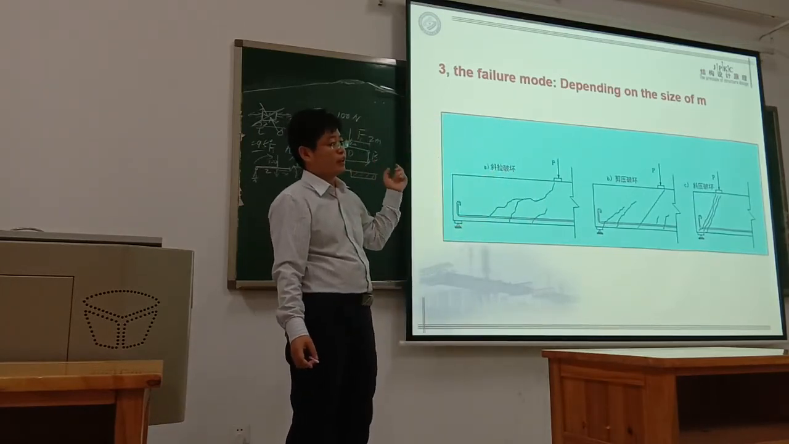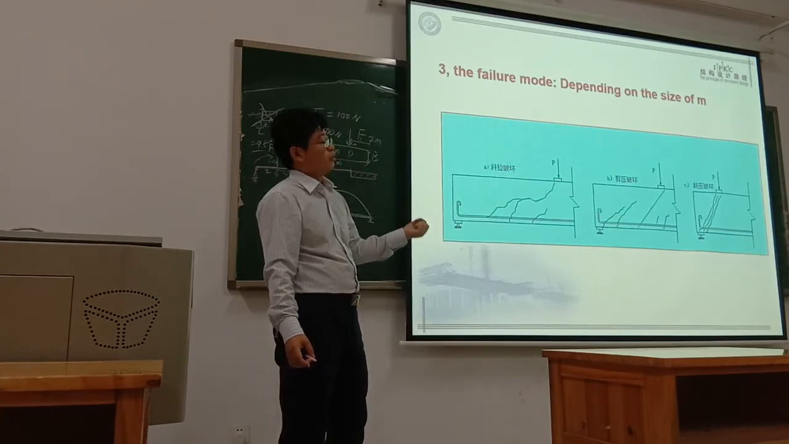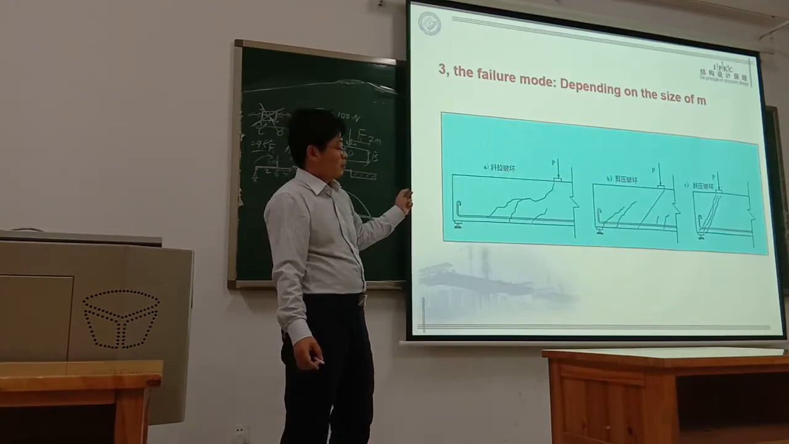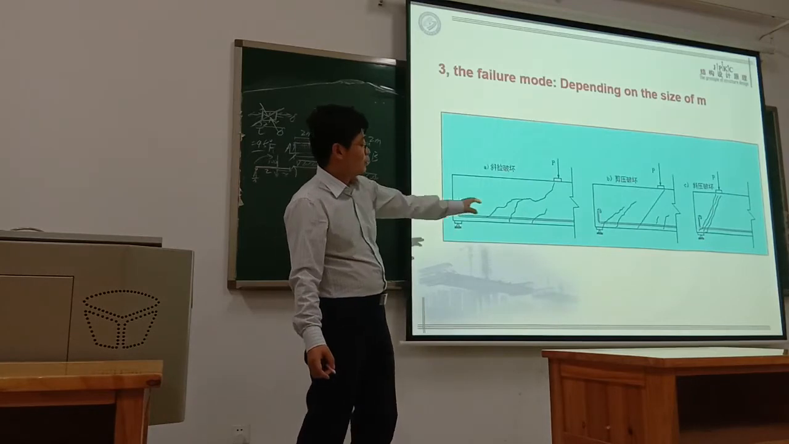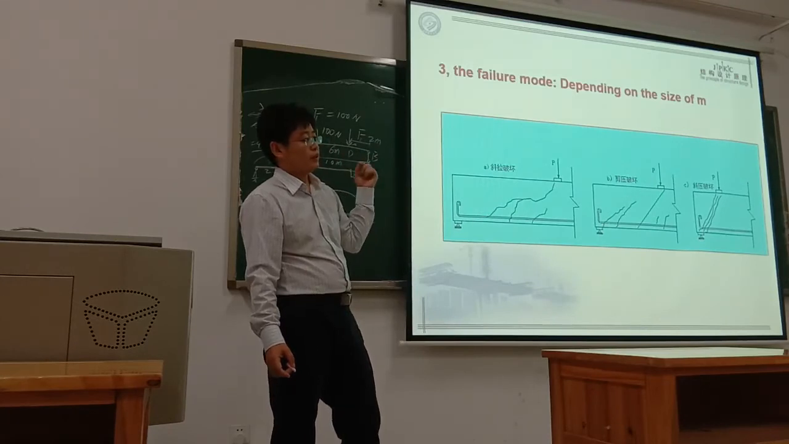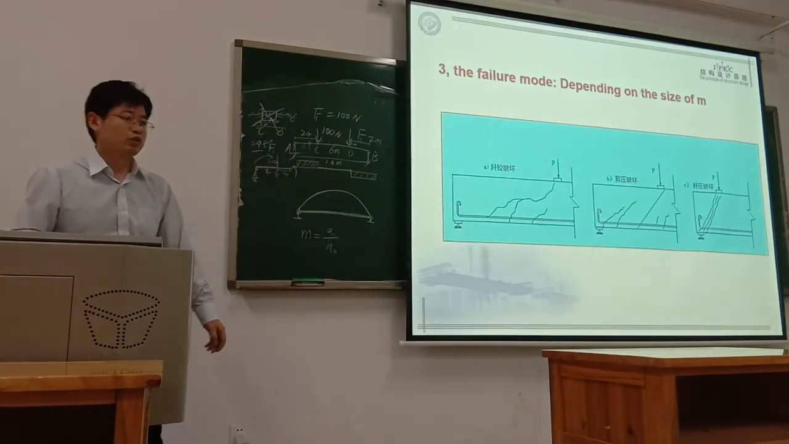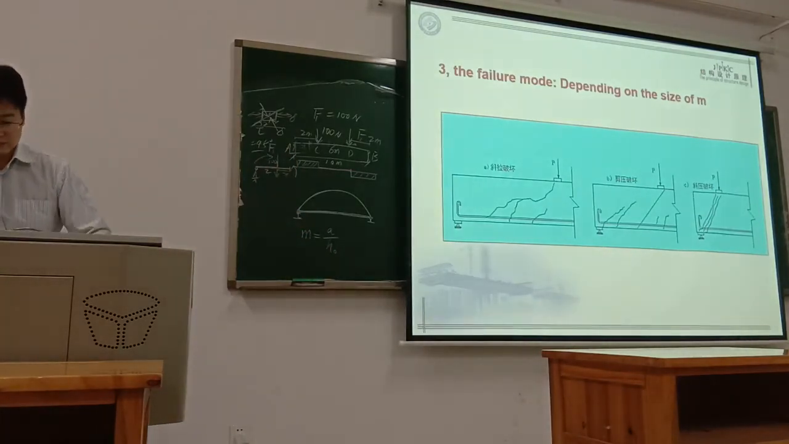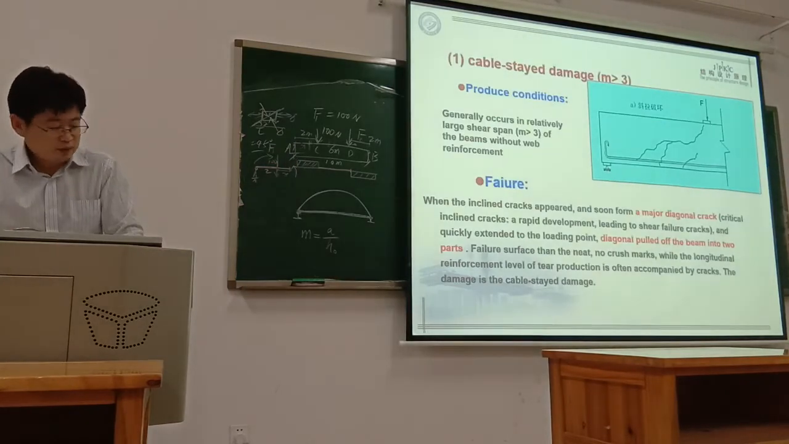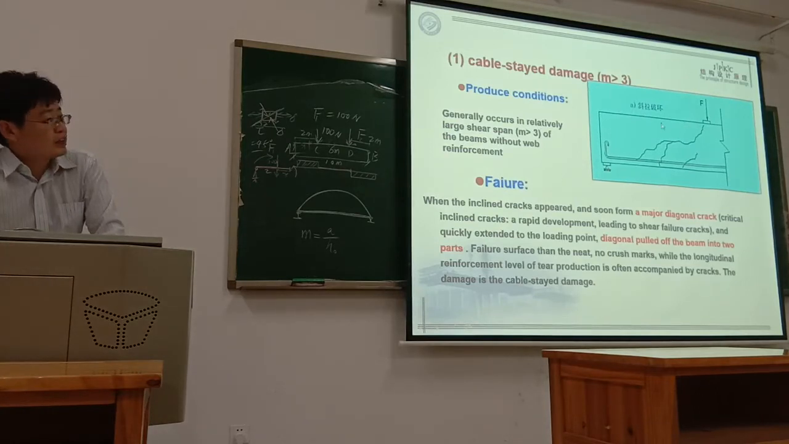Brittle failure appears suddenly. We have brittle and ductile, or plastic, failure, and all three of these failure modes belong to the brittle type. It appears suddenly, and once it appears you have no time to repair or strengthen it. So for this one, the distance a is very large.